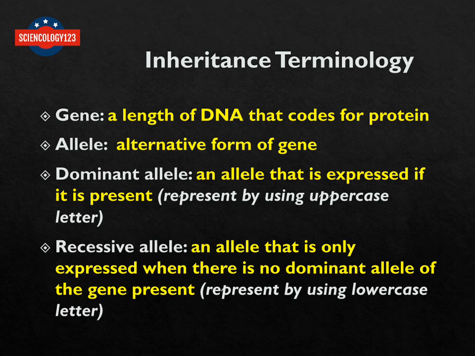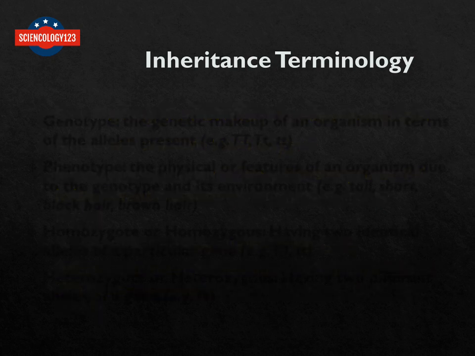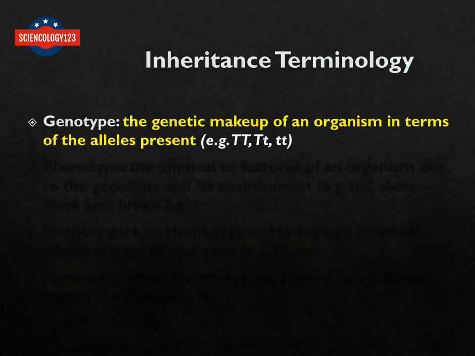Recessive allele is defined as the allele that is only expressed when there is no dominant allele of the gene present, and it is usually represented by using lowercase letter. Genotype is the genetic makeup of an organism in terms of the allele present. It is usually represented by using alphabet letter, for example, T. Remember that the allele must always be present in pair.